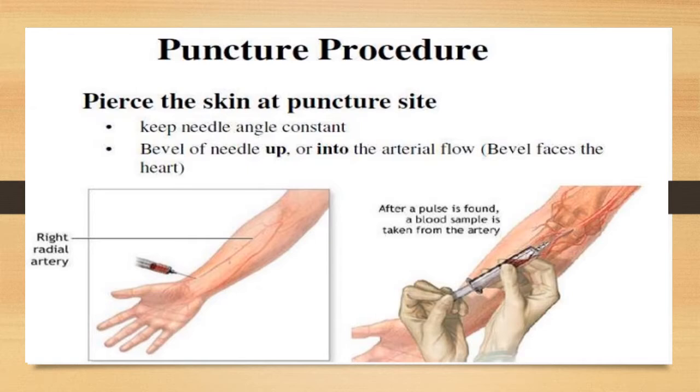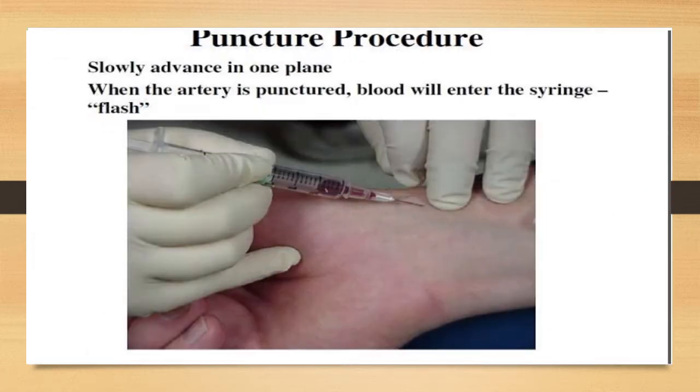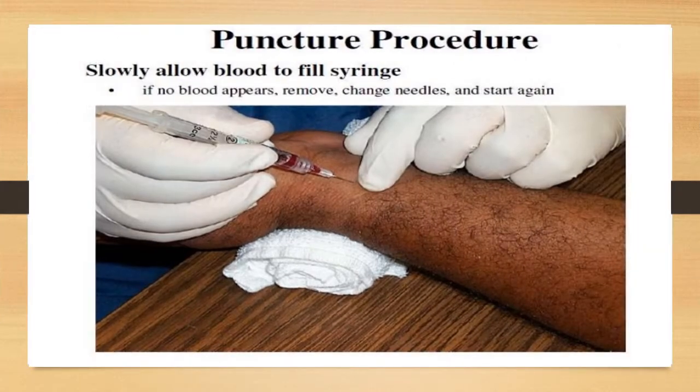So here you can see the right radial artery, and after a pulse is found, a blood sample is taken from the artery. Slowly advance in one plane. When the artery is punctured, blood will enter the syringe as a flash. Slowly allow blood to fill the syringe. If no blood appears, remove, change the needle and start again.